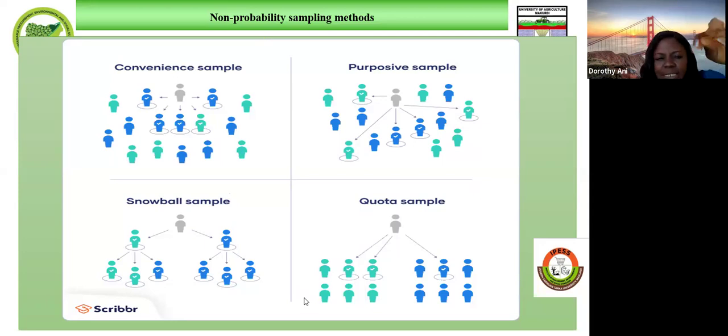You can see the researcher wearing that gray color. You can see how far he's going. It's not people that are close to him like in convenience sampling. He's going far, anywhere that his respondents are. He purposely goes there to fish them. I hope that is clear.